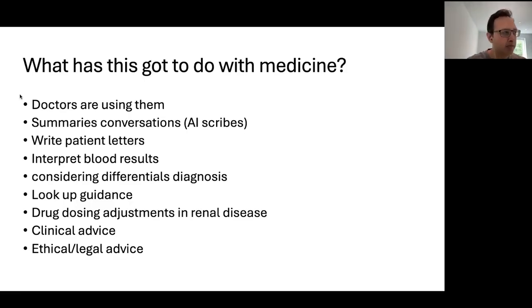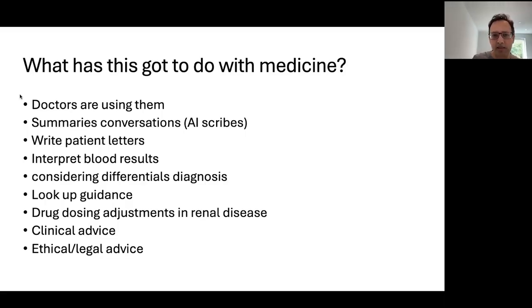The same surveys have now been repeated three times. In 2024, it was sort of 10, 15%. And then it doubled to 30%. And now 2026 data, which hasn't been published, suggests almost half of doctors are using these chatbot-type large language models. What are they using them for is probably the next question.